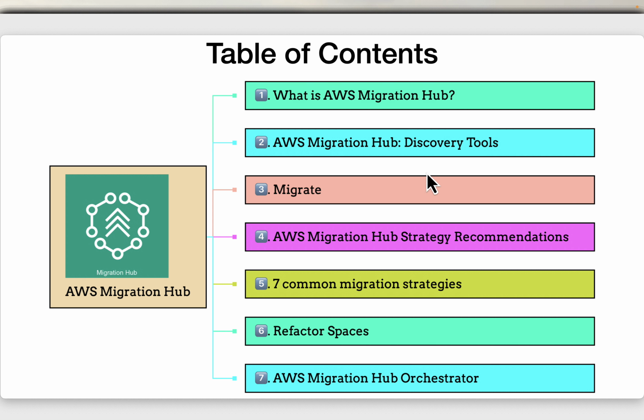So we have discovery, migration and track. There are 3 major phases. Discovery and migration I have covered, and tracking we will again do within the same AWS Migration Hub console. And finally some strategy, like what are the migration strategy recommendations. Then I'll talk briefly about the 7 general common strategies, and within Migration Hub there are 2 components called Refactor Spaces and Hub Orchestrator. And these 2 components I'll be covering in this particular lecture.